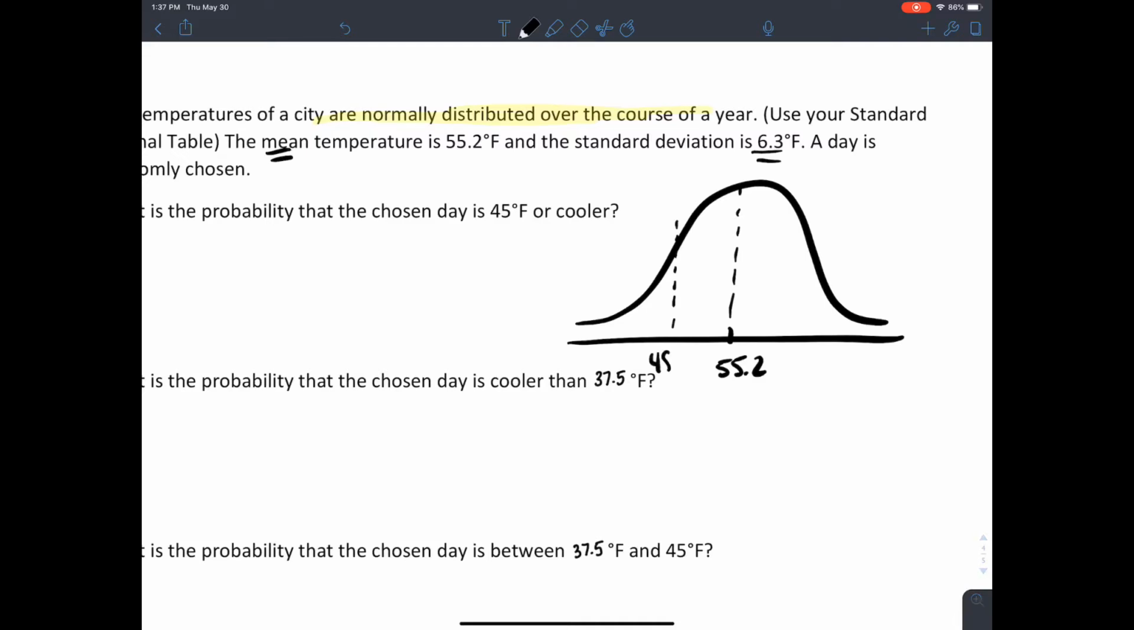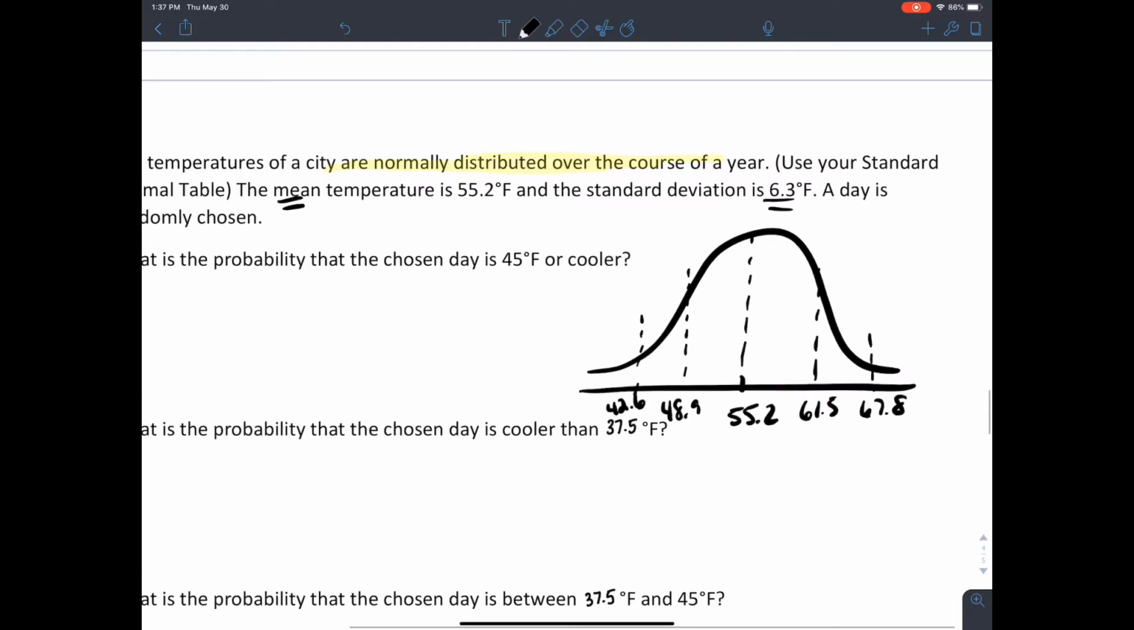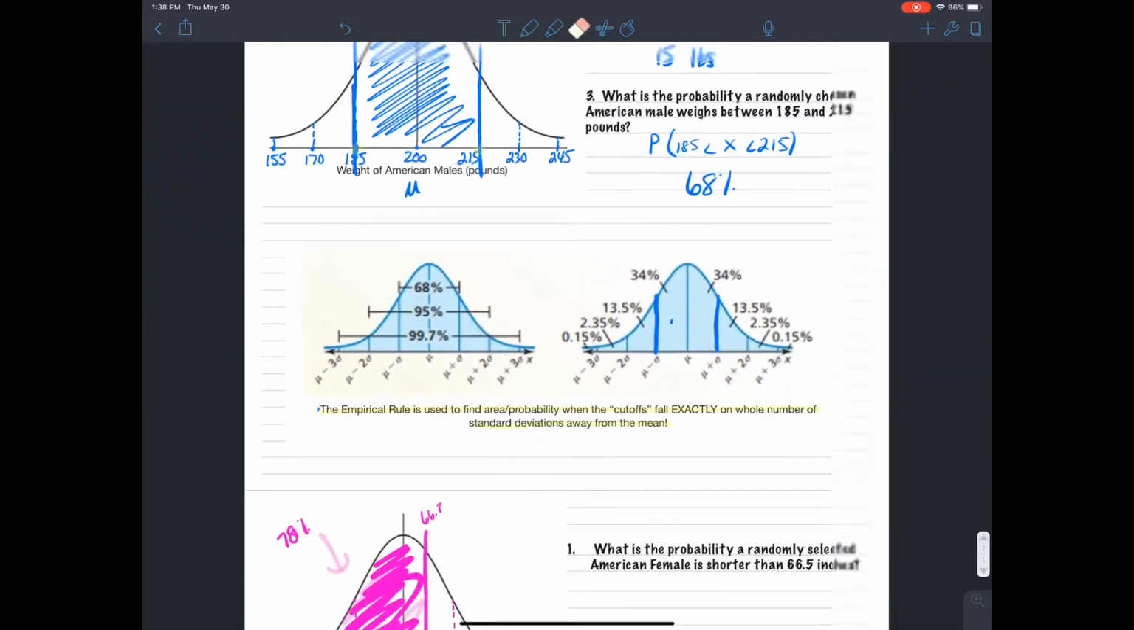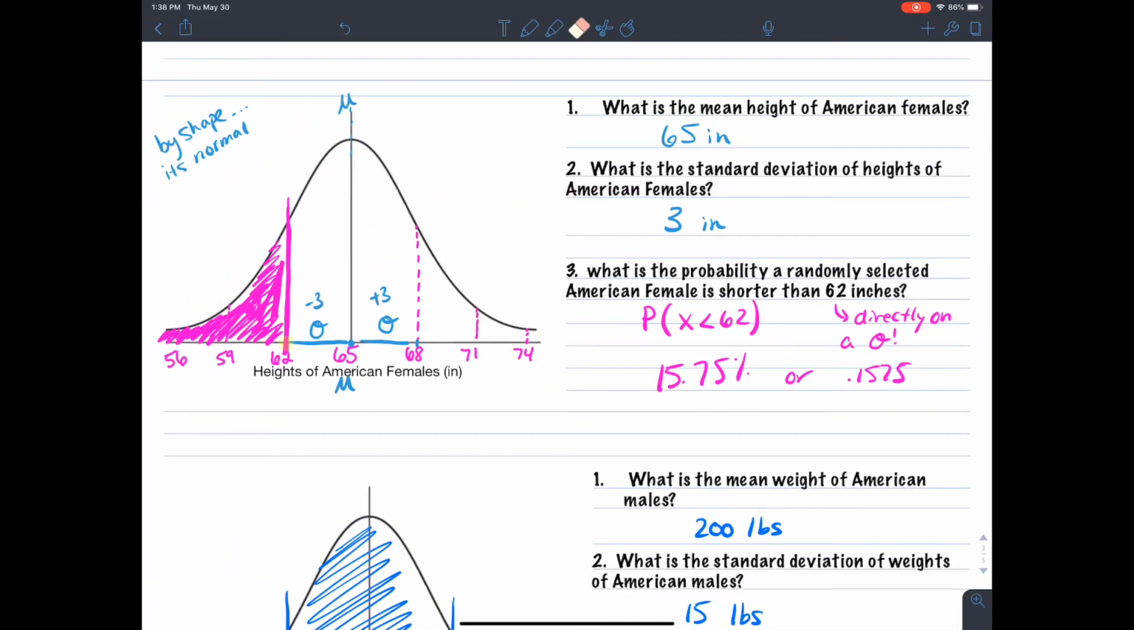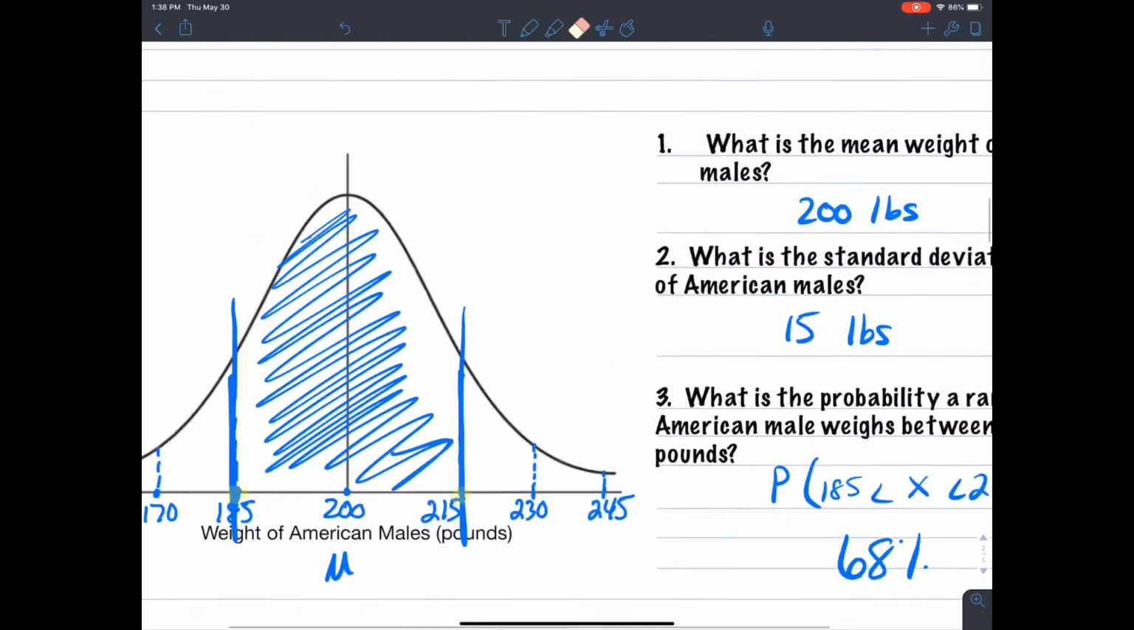So I get about 48.9. I'll do that again. If I subtract another 6.3, the next standard deviation away would be 42.6. If I go the other way, starting at the average and adding one standard deviation, I get 61.5. And if I do that again, the next standard deviation would be at the label of 67.8. So I'm getting a basic picture of what our temperature distribution would look like, very similar to these types of questions up here where we were just labeling the average and then the standard deviation.